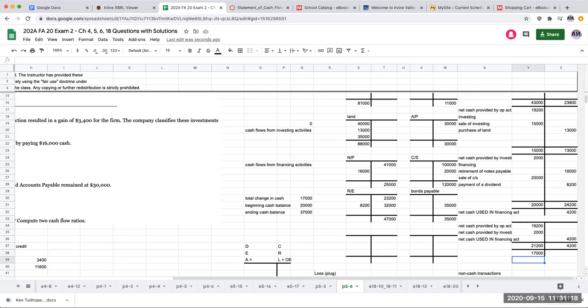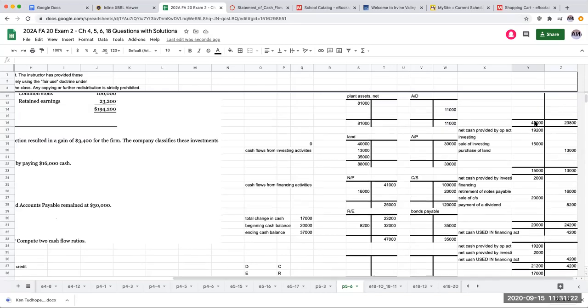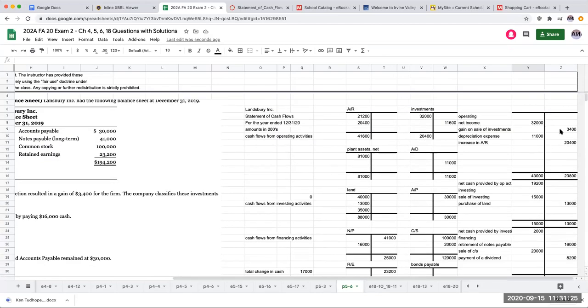For problem 5-6, we had net income, gain on sale of investments, depreciation expense of 11, an increase in accounts receivable. Then we have sale of investments, purchase of land, and then issuance of common stock, retirement of notes payable, and a payment of a dividend. So we're pretty much in the same spot. Let's go ahead and formalize this statement of cash flows.